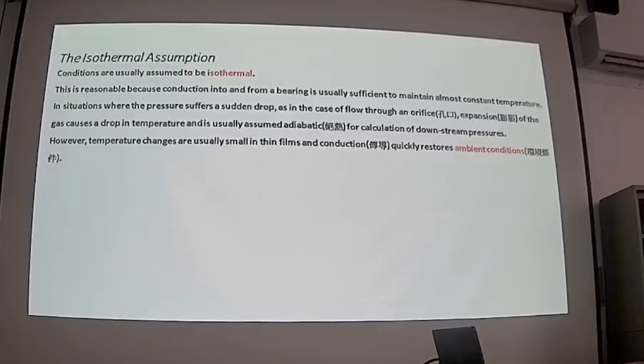That's why we consider, usually for the air bearing, the instrument equipped with the air bearing, the condition as isothermal. So a temperature rise in the air bearing system seldom happens. Okay.